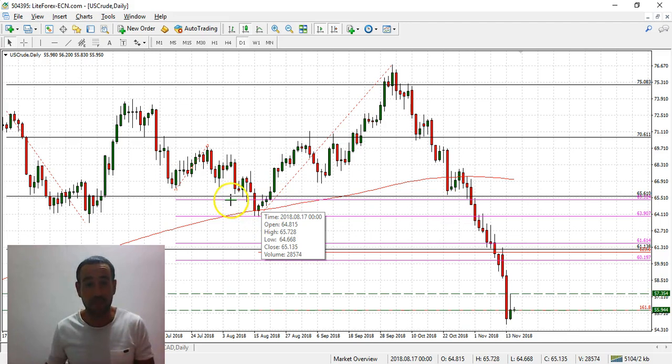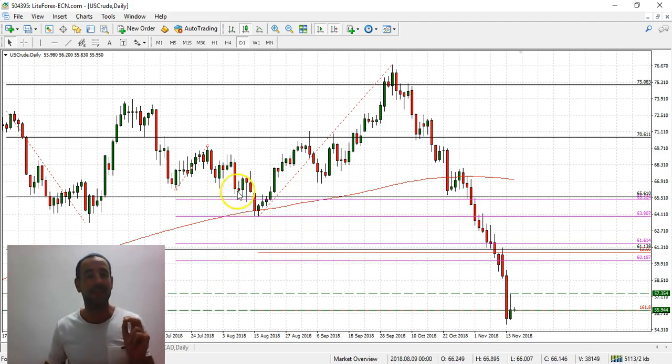This first purple level is the 1.236. You can see how it decisively closed below that level. So that's not a trading range. That's a genuine head and shoulders pattern, right?